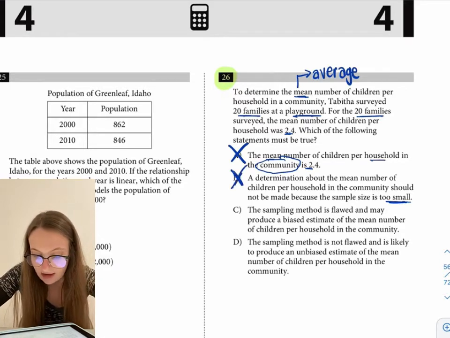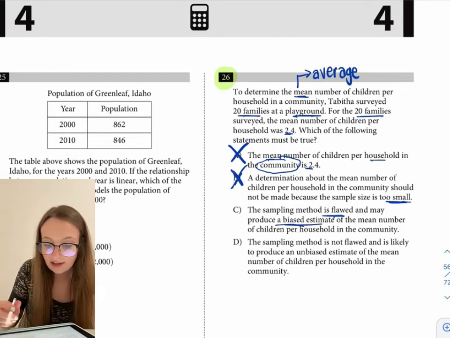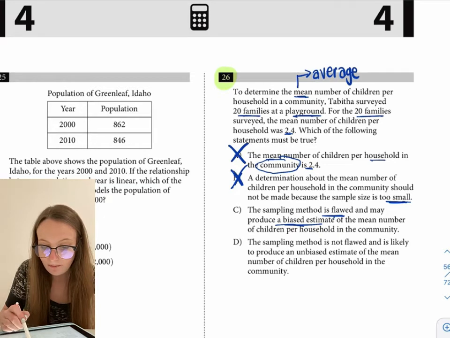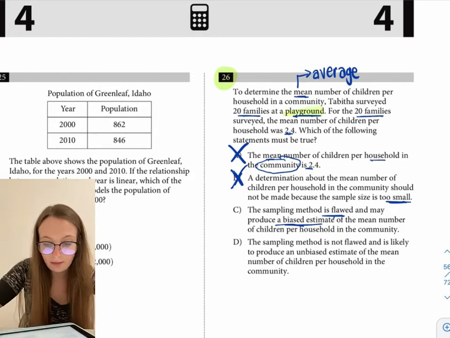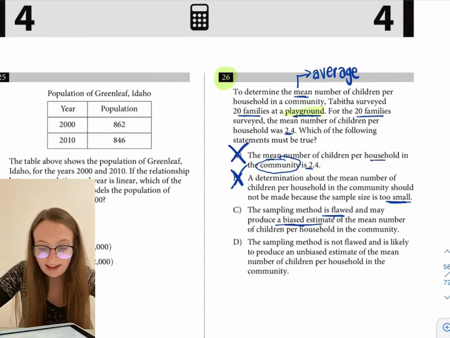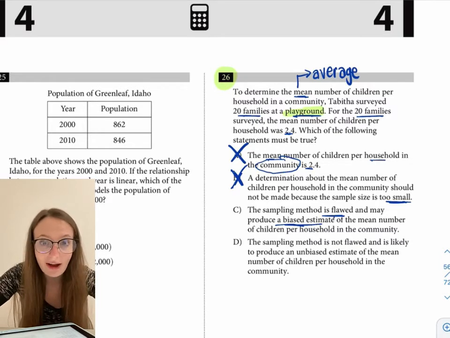so that can't necessarily be true. C, the sampling method is flawed and they produce a biased estimate. All right, so let's look at where she surveyed people. At a playground, that's where she went and surveyed people. So wouldn't it be likely that the people she surveyed, if they were at a playground, would probably be more inclined to have children?